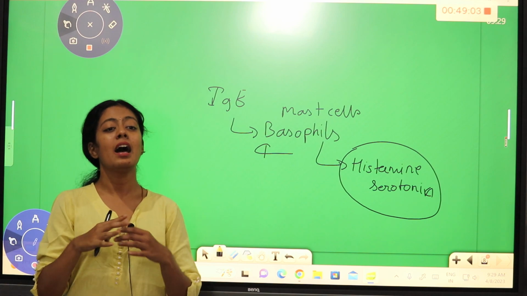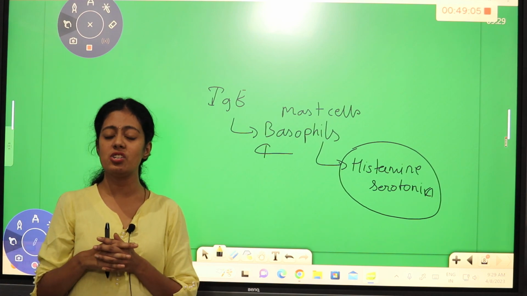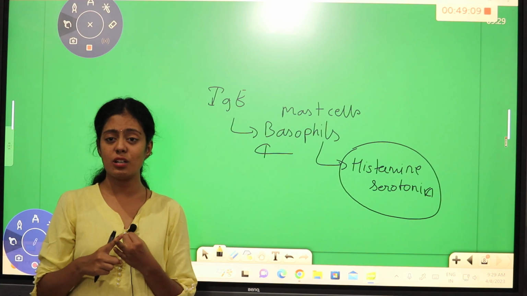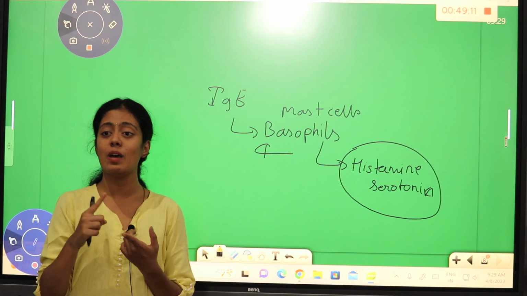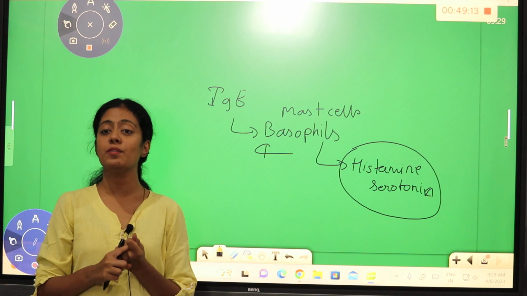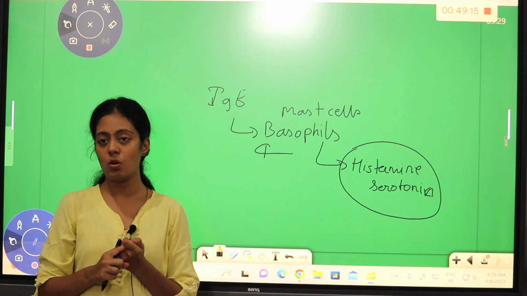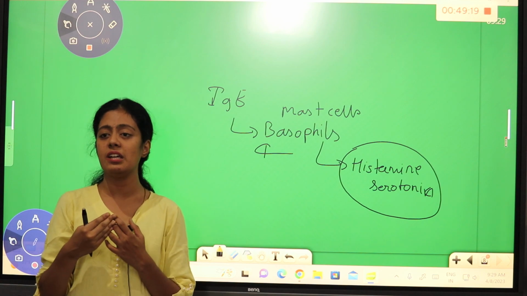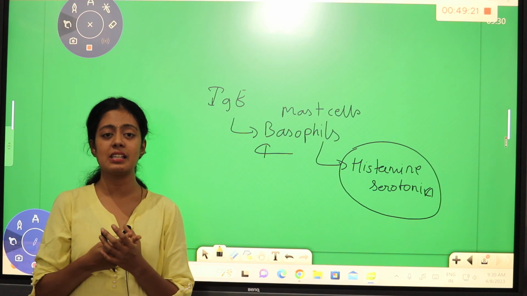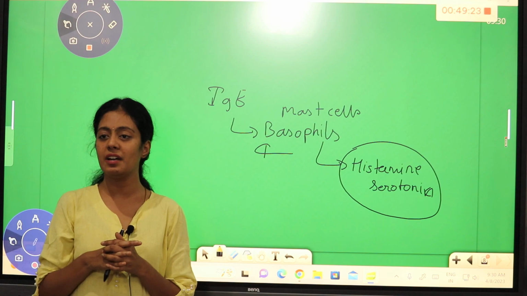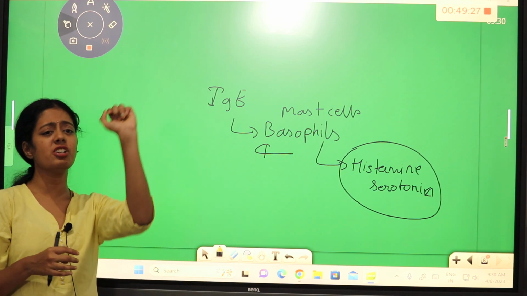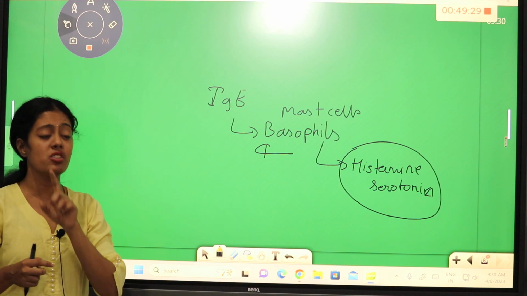What are histamine and serotonin going to cause? They are going to cause allergic responses. What are the allergic responses? Sneezing, rashes on the skin, redness of the skin, swelling. They are some of the allergic symptoms. There are different kinds of allergy: skin allergy, nasal allergy, sometimes allergy in the eyes. There are so many different kinds of allergies. Is it clear? And what is the allergy-causing agent called? Allergens.